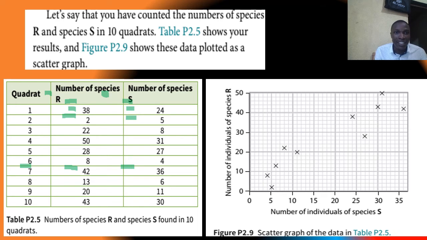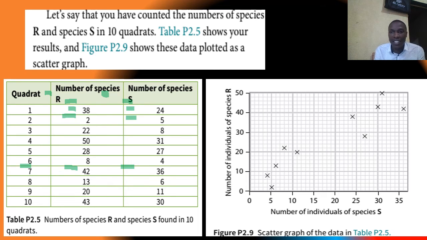He threw it again, he obtained 2 of R, 5 of S. He threw it the third time, he obtained 22 of R and 8 of S. So is there a relationship? We really don't know whether there is a relationship. Let's look at the 10th throw. When he threw it the 10th time, he obtained 43 of R and 30 of S. So we as scientists want to know whether there is a correlation between the two species in the way they are distributed.